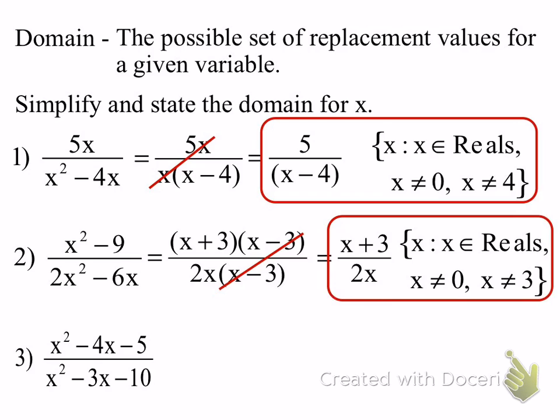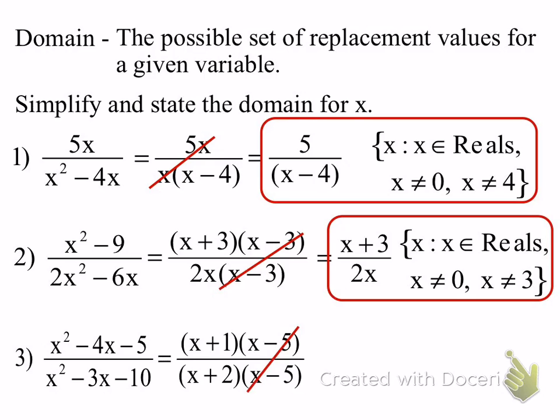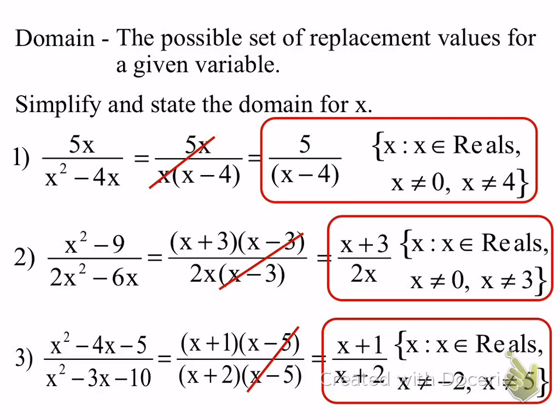One more. Factor. What would make a 0 here? Negative 2. So it's any real number except x cannot equal -2, and then we can cross-cancel. That's my simplified answer, and there is the domain.